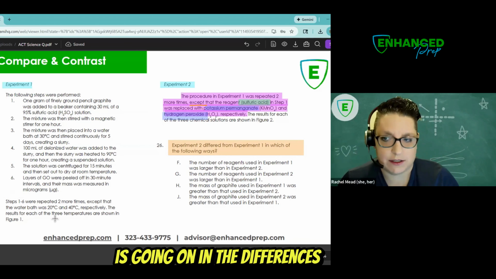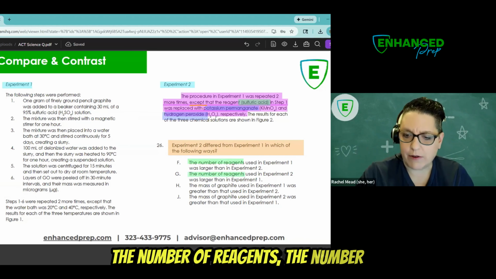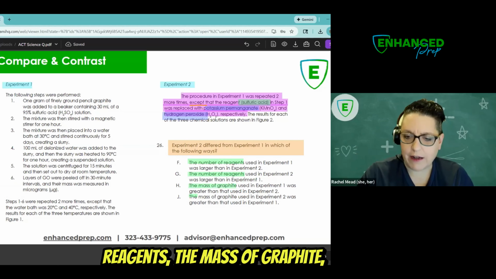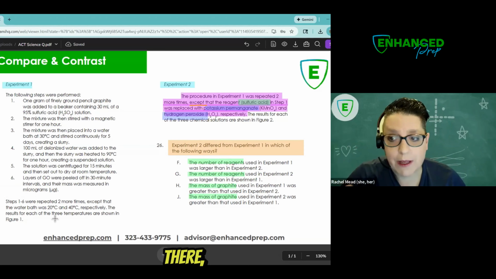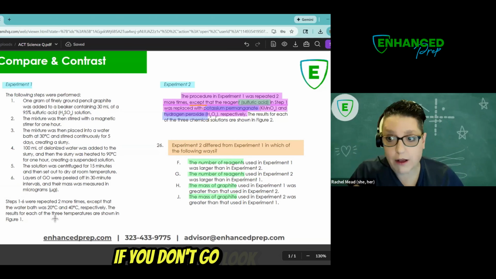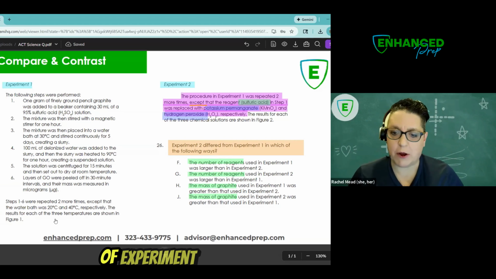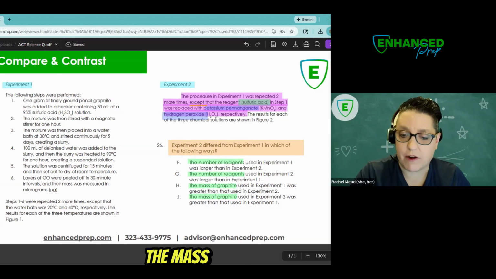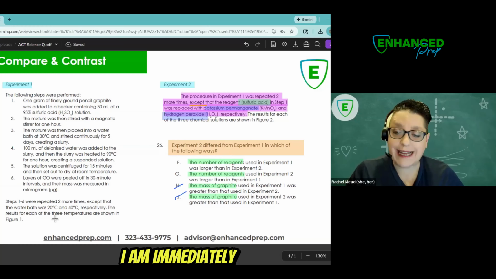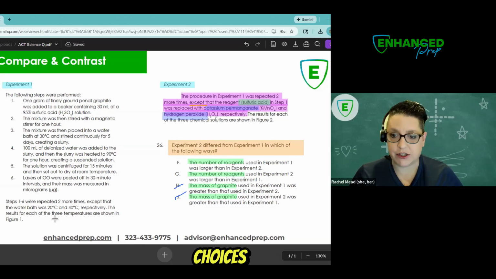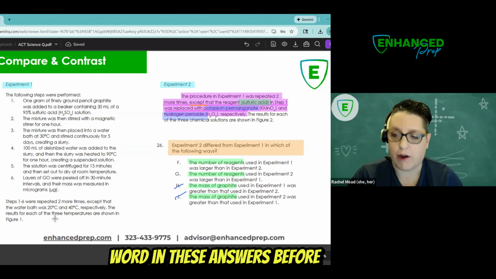So now I want to quickly compare, again, another huge time-saving technique, what is going on in the differences between my answer choices. The number of reagents, the mass of graphite, the mass of graphite. Well, this sentence, and it is always there, people, believe me. If you don't, go look. Every single time it will be the case. This sentence underneath my description of experiment 2 had nothing to do with the mass of graphite. So I am immediately eliminating answer choices H and J.